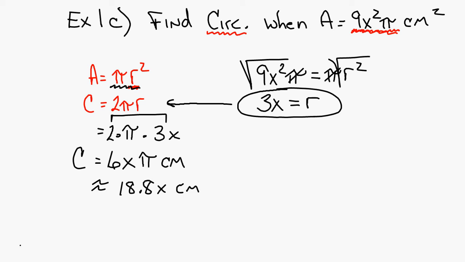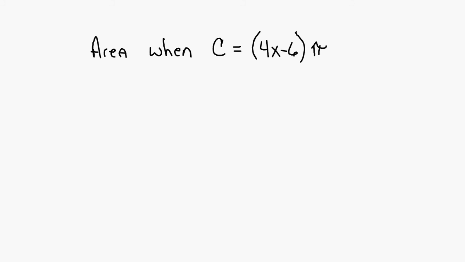All right, let's try the check it out number 1 there on page 689. Find the area in terms of pi, when the circumference is equal to 4x minus 6 pi centimeters.